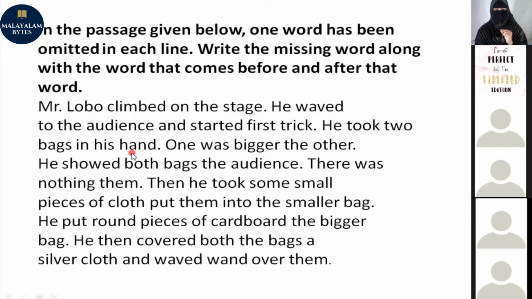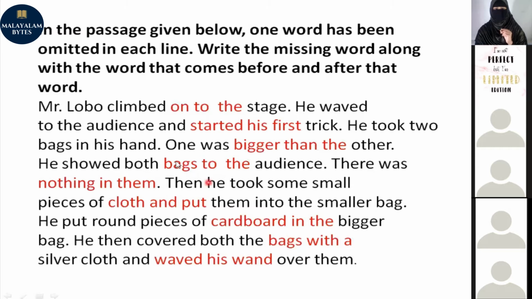He took two bags in his hand. One was bigger than the other. He showed both bags to the audience. Correct. There was nothing in them. Then he took some small pieces of cloth and put them into the smaller bag. He put round pieces of cardboard in the bigger bag. He then covered both the bags with a silver cloth and waved wand over them.